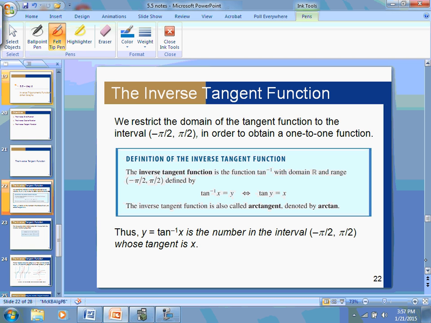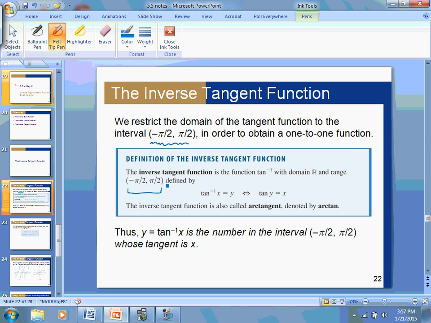And just like we saw with our sine and cosine functions, or the inverse sine and cosine functions, we have to restrict the domain for the tangent function in order to make it one-to-one. And that interval that we're going to restrict it to is going to be from negative pi over 2 to pi over 2. So that is going to be our range values.